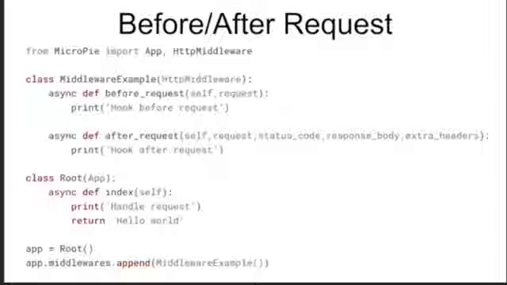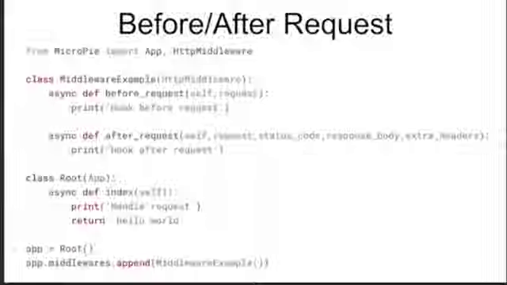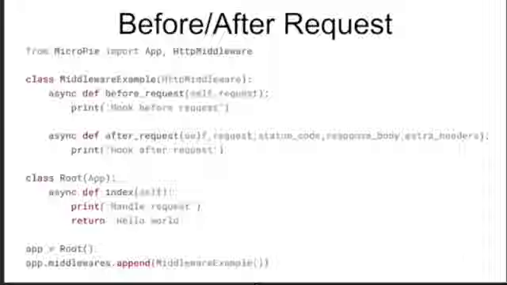Down here, we'll see our index handler. When that's called, you should see in your console: hook before request, handle request, hook after request. And in your browser, you should see the hello world returned. Pretty simple, easy to do, and really useful. You're going to need this a lot. It just comes in really handy, so we tried to make it as easy to implement as possible.